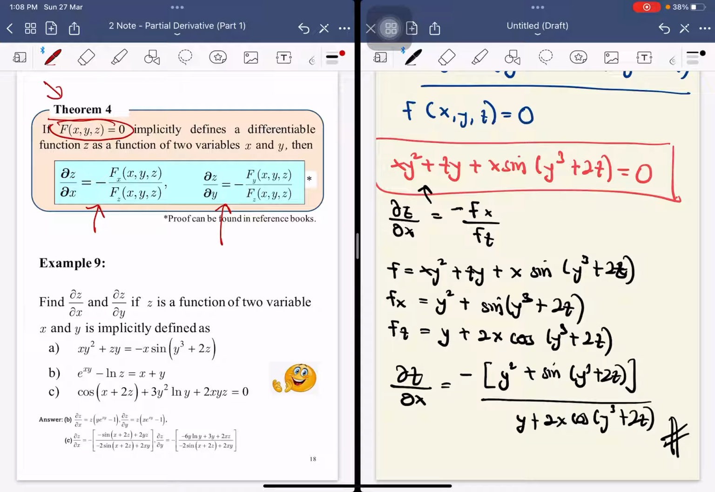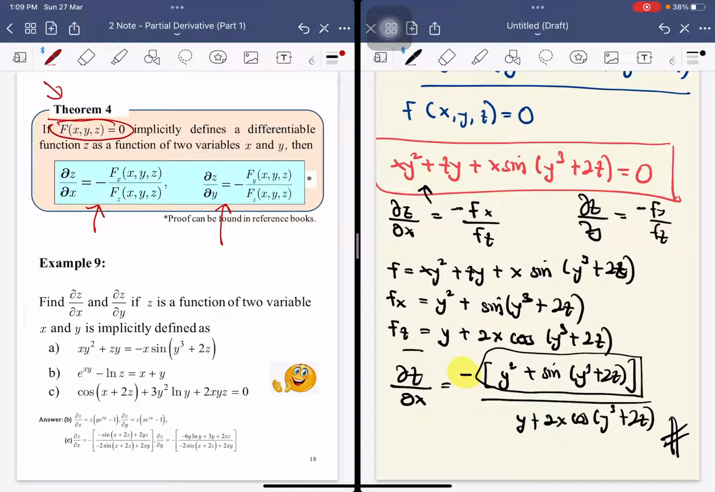So be careful with this negative. Normally the terms over here will have more than one term. If you don't want to use the big bracket, make sure that you multiply with that negative to ensure that the final answer is correct. Now from the same function, let's figure out how you can find del z del y. Now you need negative Fy over Fz.